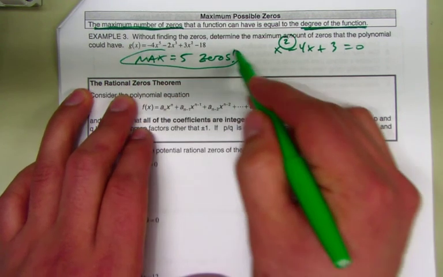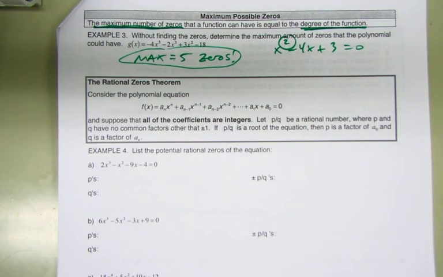Okay. Does it mean that there's 5? No. We could have maybe 3. We could have 1. Now, I'm going to add this in because it's going to come up later, and we might as well just touch on it now.